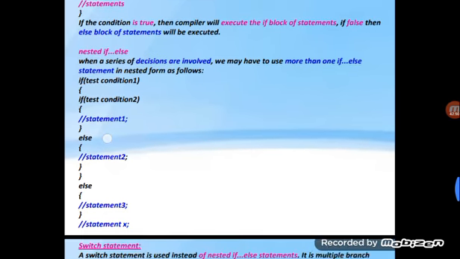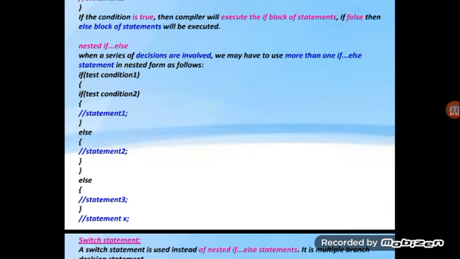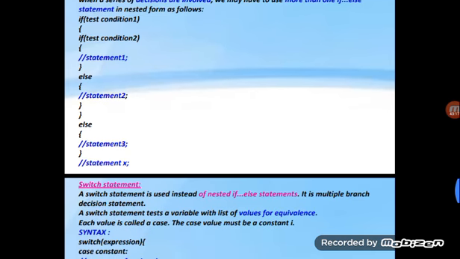If the condition is true, then the if block will be executed. If false, then the else block statement will be executed. Nested means whenever a series of decisions are involved, we may have to use more than one if, and if we want to check more than one condition, then an if statement is used in the following form.